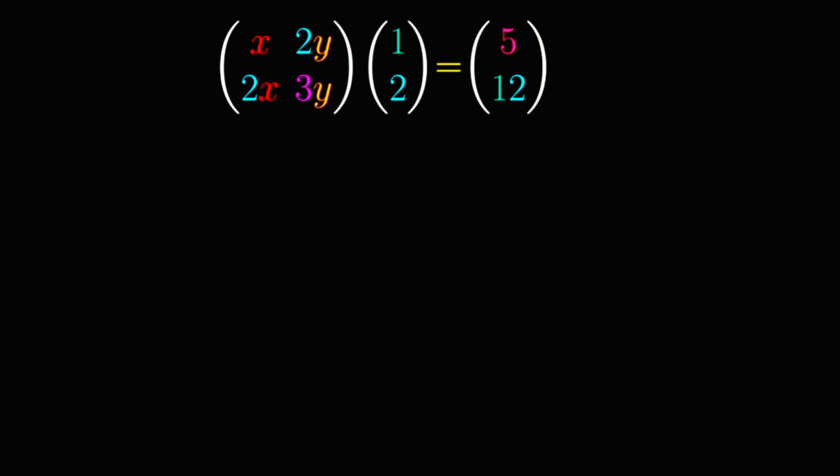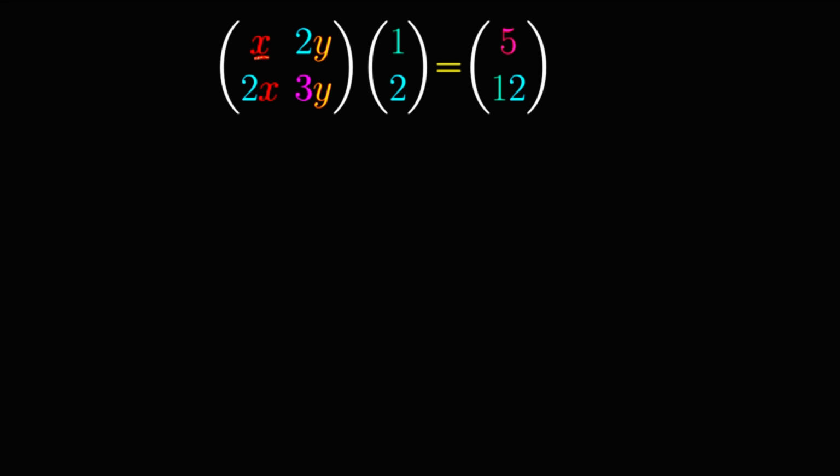Welcome, and let us solve for x and y. So you have the matrix (x, 2y; 2x, 3y) times the matrix (1, 2), and that is equal to (5, 12). So the first thing is just to simplify the left-hand side by multiplying the two matrices.